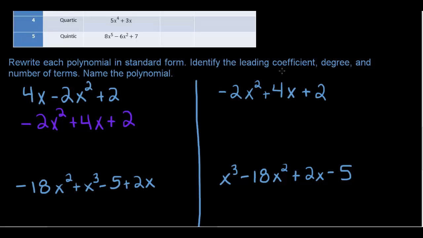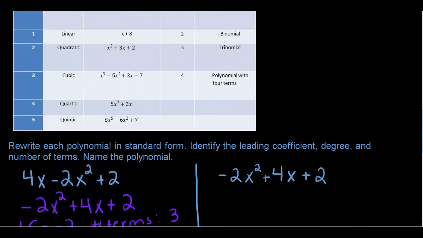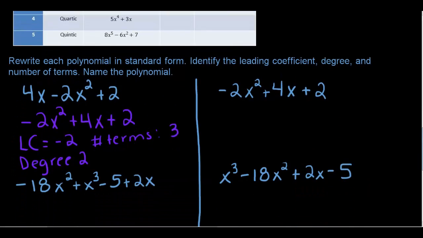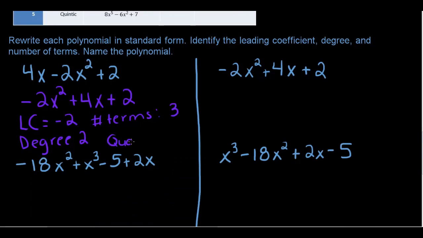Then we're being asked to identify the leading coefficient. The leading coefficient is the coefficient of the first term when it is written in standard form. So now that I have written the polynomial in standard form, I can determine that the leading coefficient is negative 2. We have to determine the degree. I'm just going to take a look at the first term now that it is written in standard form. So the degree is 2. The number of terms, it has 3 terms. And then we're going to name the polynomial. It is degree 2, so that means that it is a quadratic, and it has 3 terms, so that means that it is a trinomial. So this one is a quadratic trinomial.